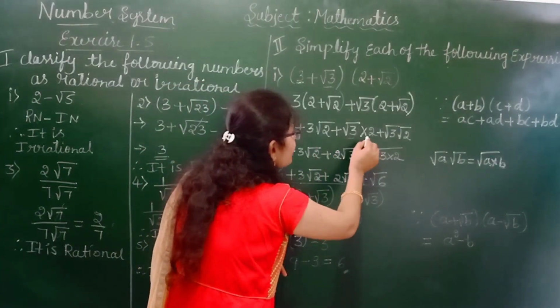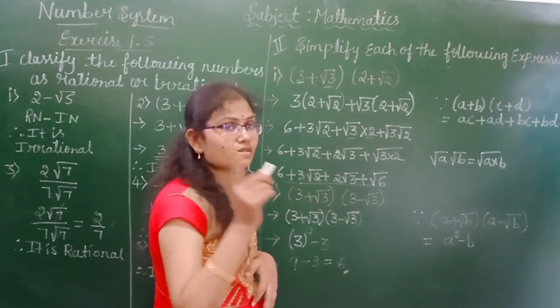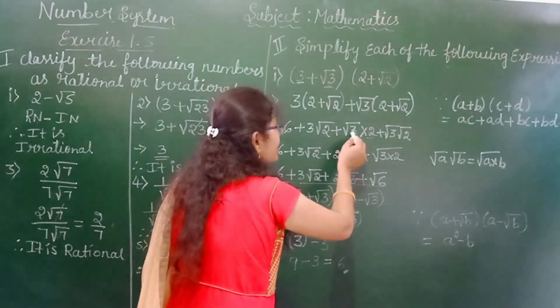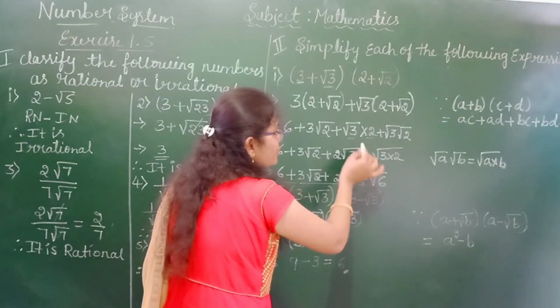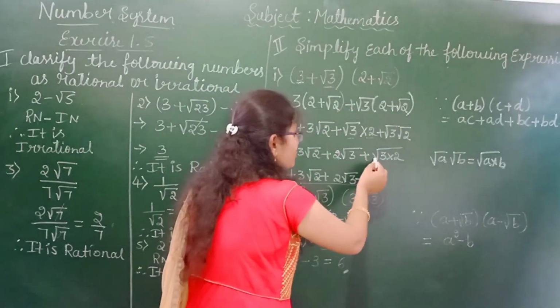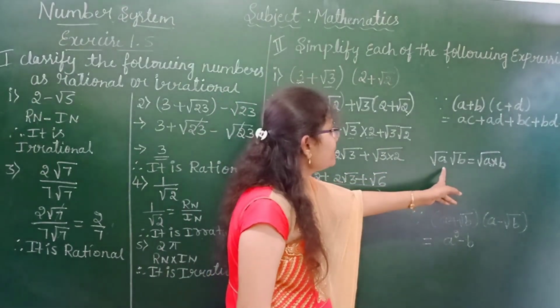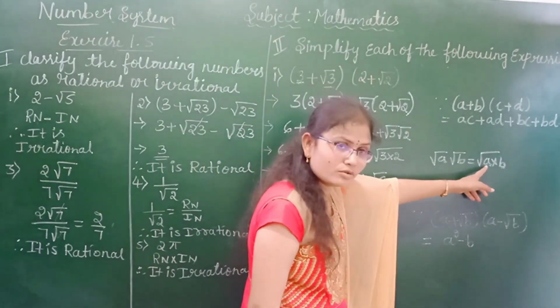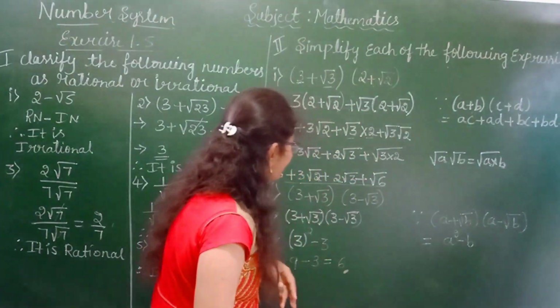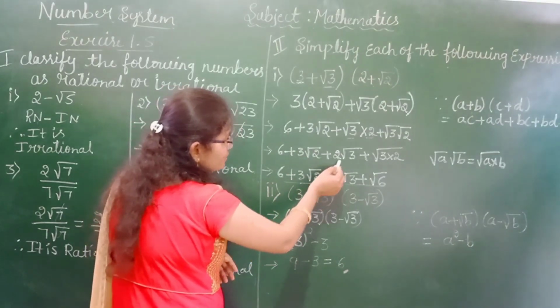Here we should not multiply root 3 and 2. It is not possible because 2 does not contain a root. Then what happens? It becomes 2 root 3. Plus, root 3 into root 2 is equal to root 3 into 2. Here we have to apply the property: root a into root b is equal to root a into b. Now you can see the next step: 6 plus 3 root 2 plus 2 root 3.